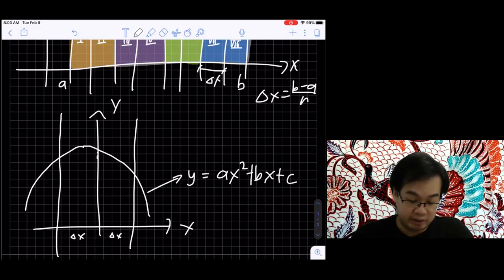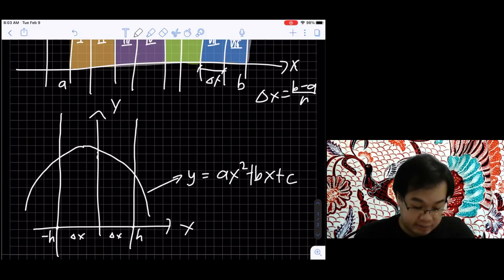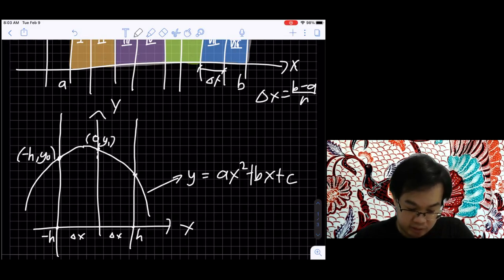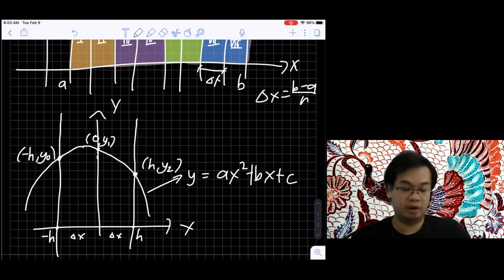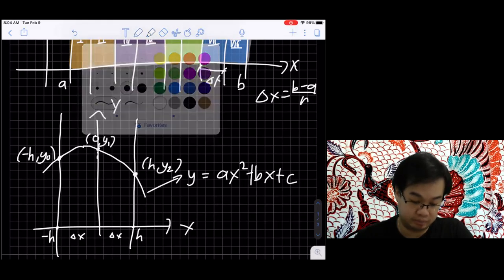Let's say that this is 0, 0, so this is minus h and this is h. And then let's say that this point is negative h comma y0. This point is 0 comma y1, and this point is h comma y2. And we want to find the area below the graph of this one.